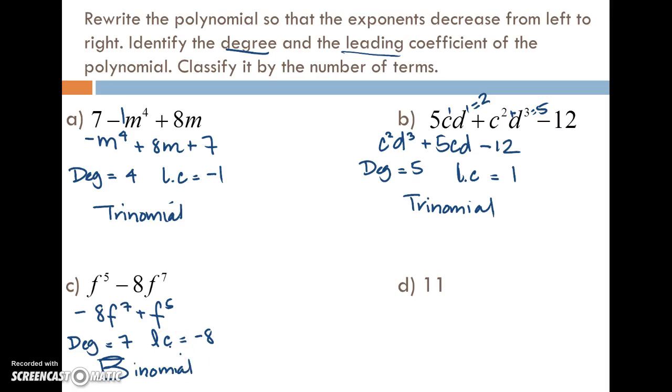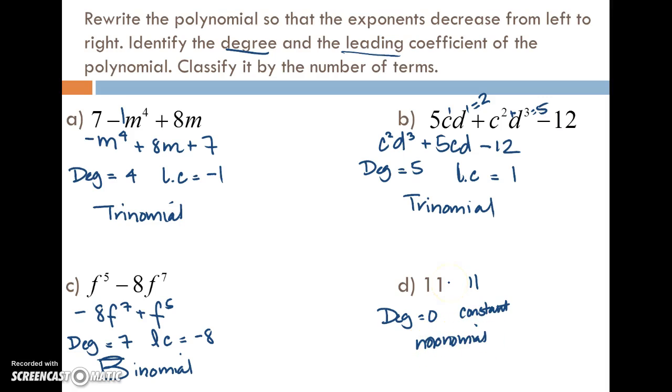Okay, last one. It's in order because there's only one thing. So it's 11. The degree, well, there aren't any variables on this one, so the degree is actually going to be 0 in my mind. And this is a constant. And this would be a monomial.